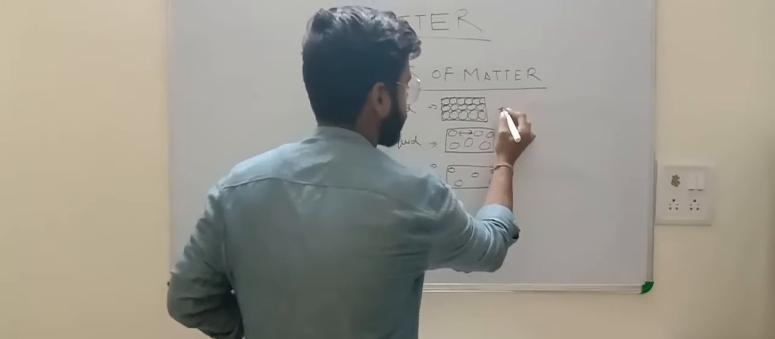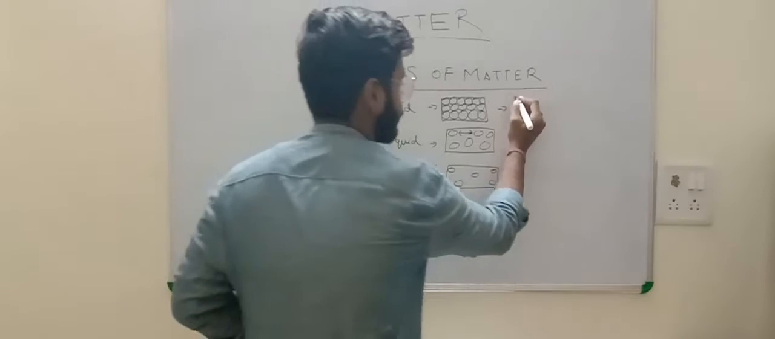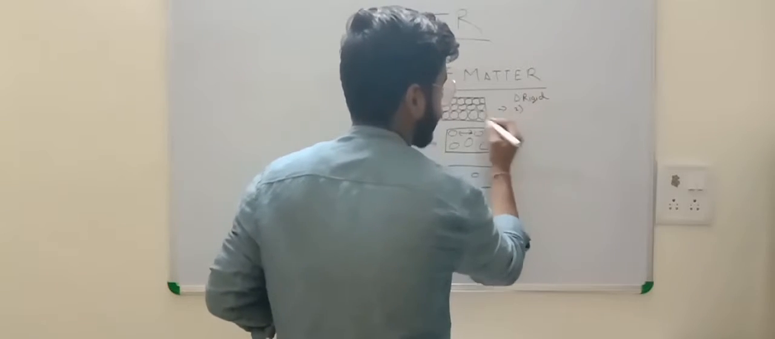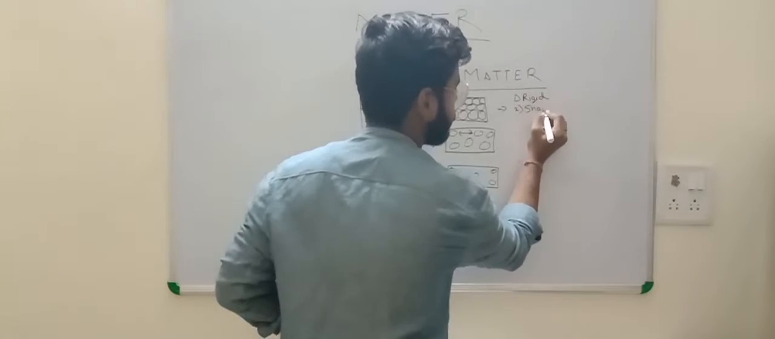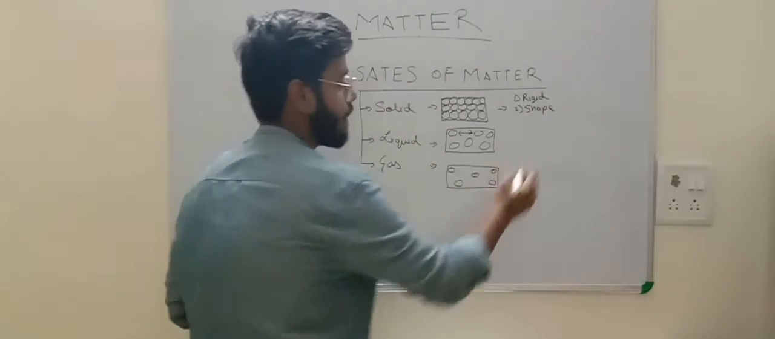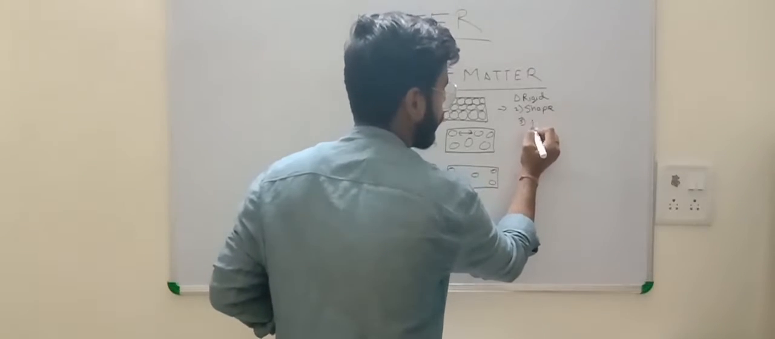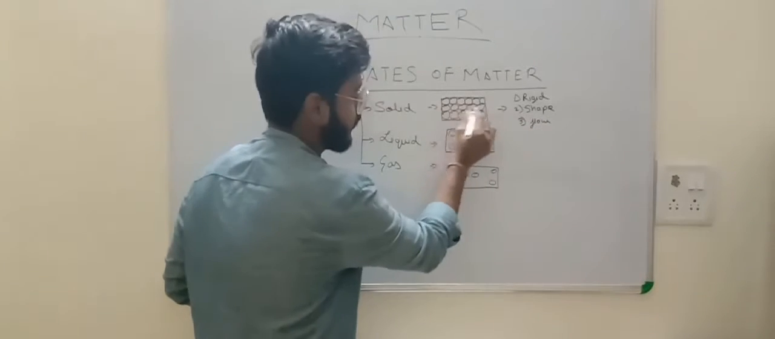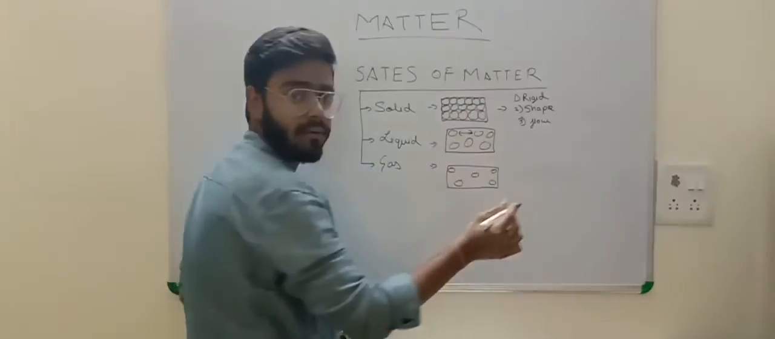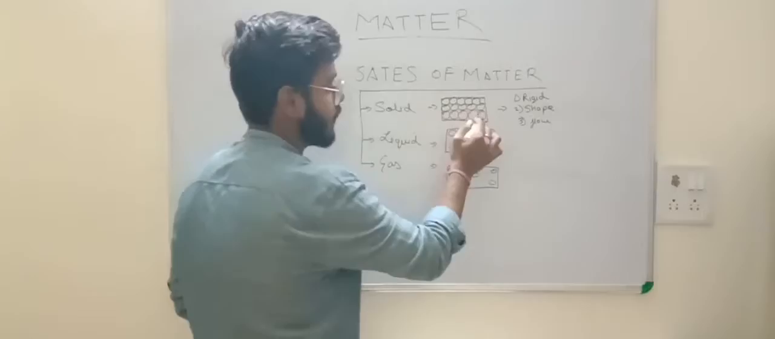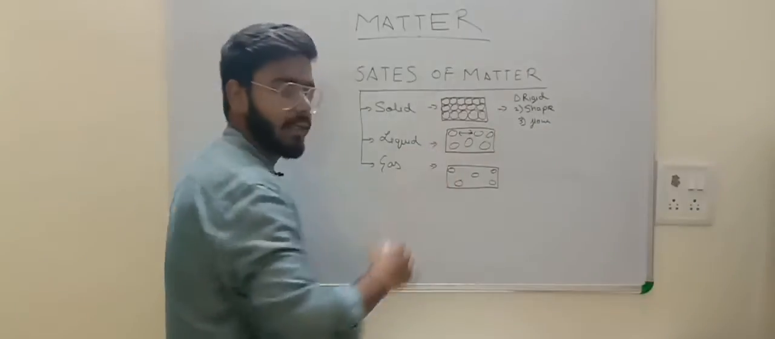There are some properties of solid. First, they are rigid. Second, they have a definite shape. Third, they can't flow because they are very tightly packed. Liquid can flow and gas can also flow, but the solid cannot flow because they are very tightly packed.